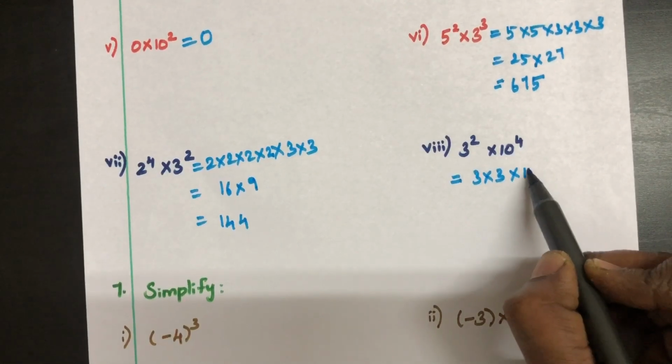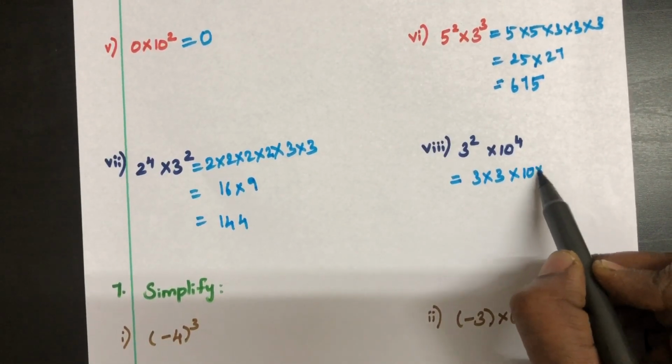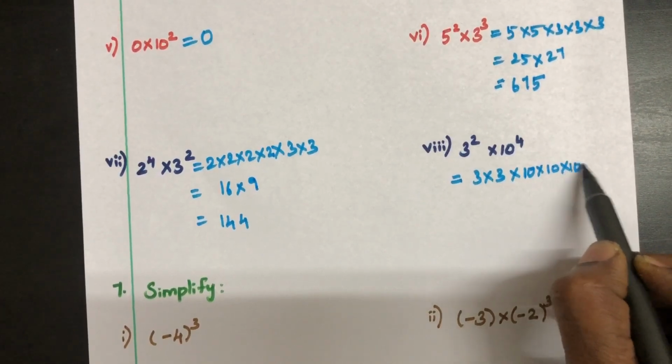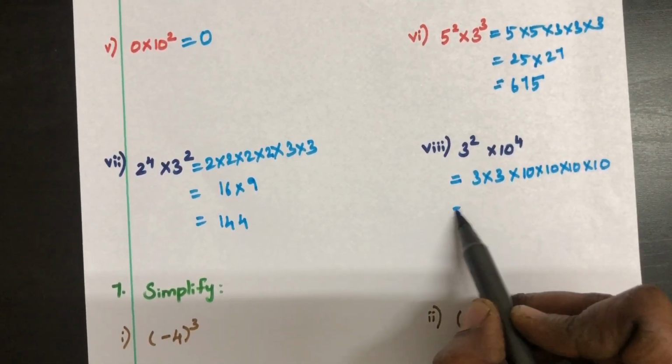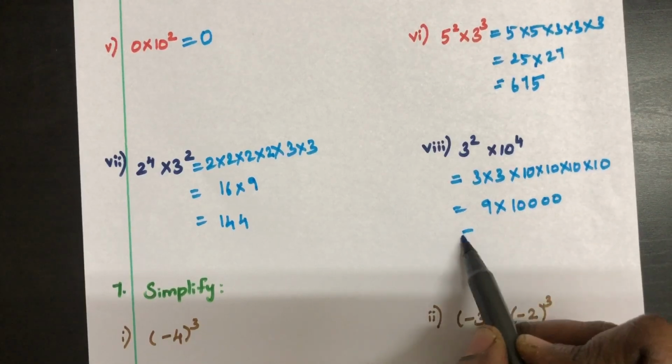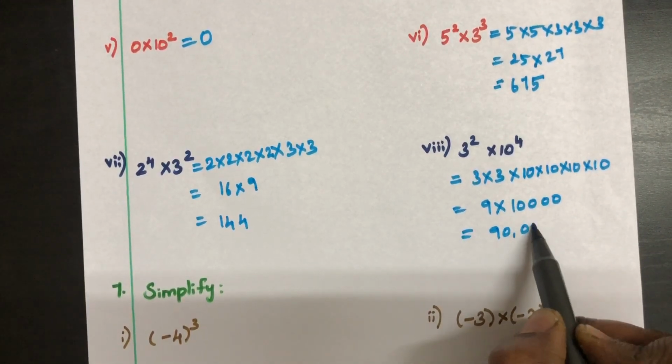Now 3 into 3. Again 10 power 4 means you can directly write 1 followed by 4 zeros. Otherwise you can multiply it like this. 3 3s are 9 into 1, 2, 3, 4 zeros. This gives us 90,000.